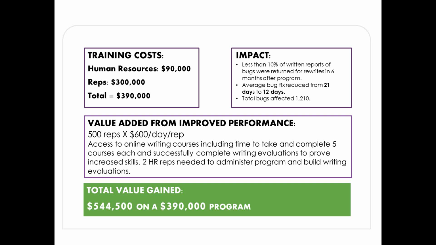The training cost for HR is $90,000. To bring the reps offline to train them is 50 reps times $600 a day per rep, and the total cost was $390,000. The impact: less than 10% of written reports were returned for rewrites in the 6 months after the program. The average bug fix was reduced from 21 days to 12 days, and the total number of bugs affected was 1,210. So the total value gained was $544,000 on a $390,000 program.